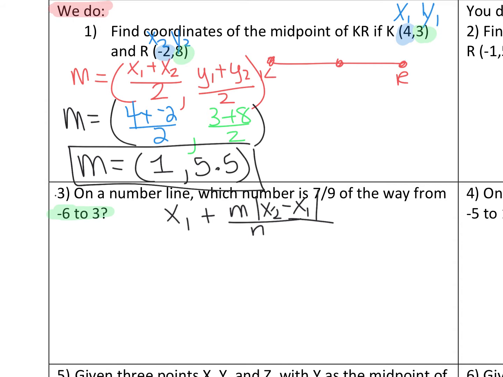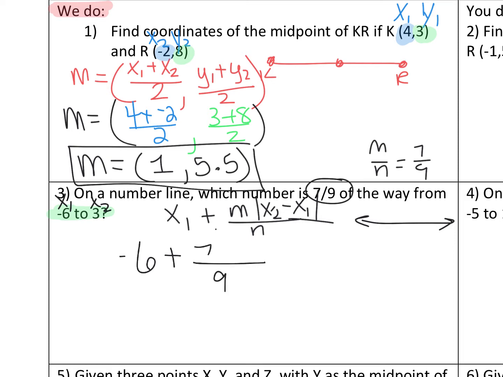Okay, we're going to call this x1. We're going to call this x2. This is just a straight number line. There is no y value. Okay, so x1 plus our fraction is m over n. Okay, so 7 over 9. The absolute value of 3 minus negative 6.